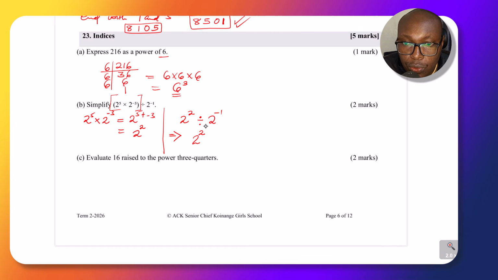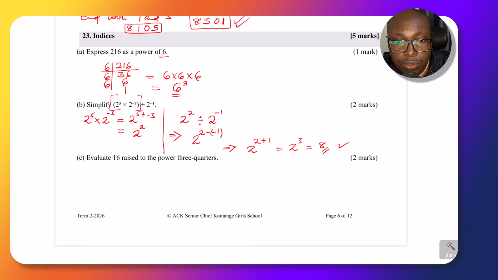So you get 2, subtract. You need to be very keen here with the integer, subtract negative 1. This will give 2 plus 1. This negative and this negative, multiply negative and a negative, you get a positive. So this will give 2 to power 3, and 2 to power 3 is the same as 8. So that is what you get for that.